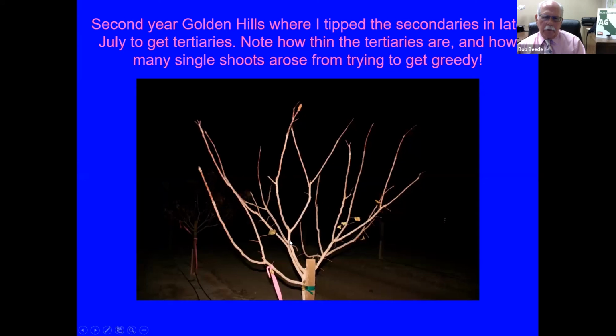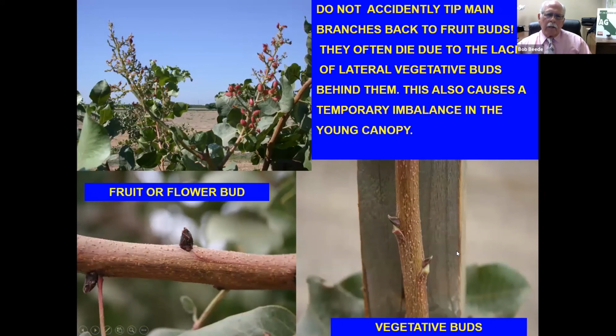Now here's a tree I'm going to show you, these night shots that I took, that shows that I tried to get greedy and get those tertiary branches. And if you study this tree, you'll see that there's a lot of poor branching. I got secondaries. Here I got good tertiary development, but here and here and here I got poor lateral, poor branching. So it wasn't worth it.